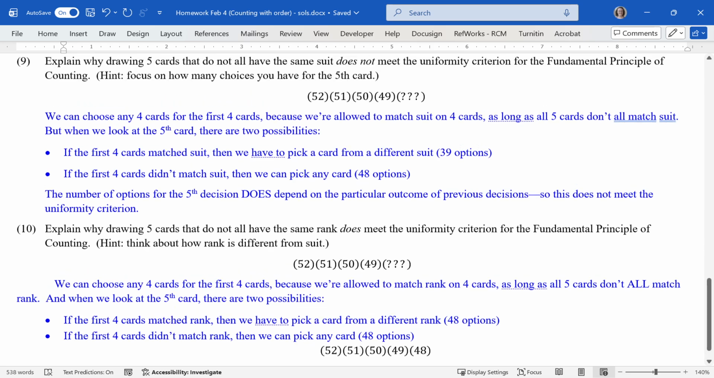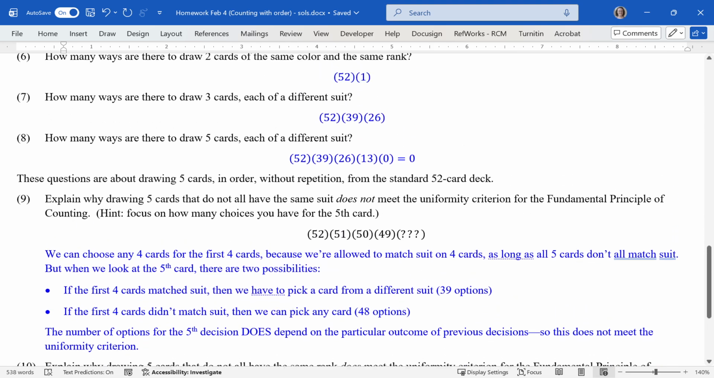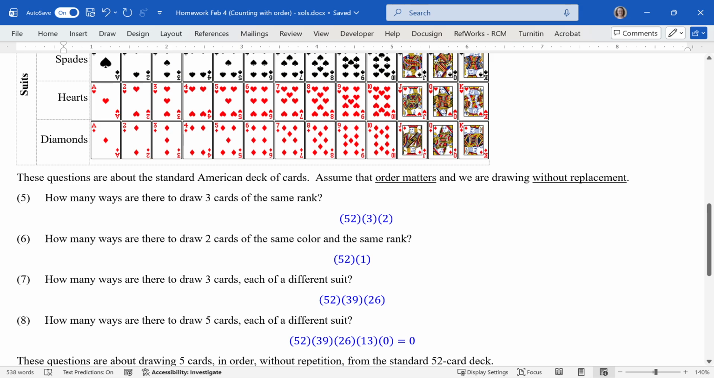Yeah, so these last 2 questions are pretty challenging. I think I would not put these on a quiz. You can expect your quiz would be more like numbers 1 through 8.